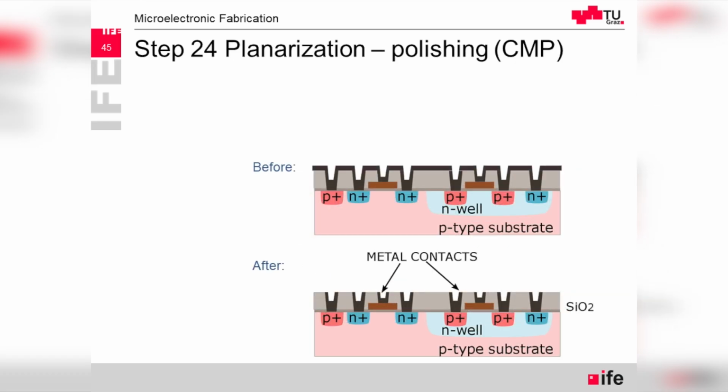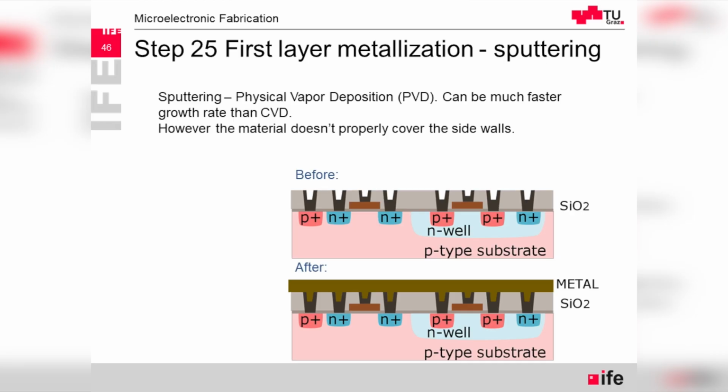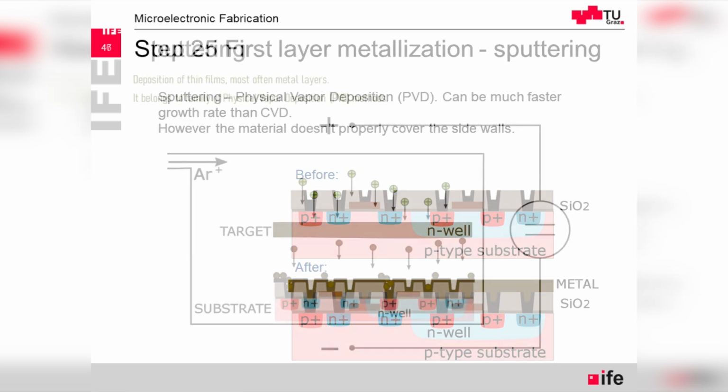And next we have again polishing, to remove it from the top surface. And now we have sputtering, which is the deposition of the first metal layer. The metal layer fills the vias and also covers the surface. What we need to do next is to remove the metal from the surface.